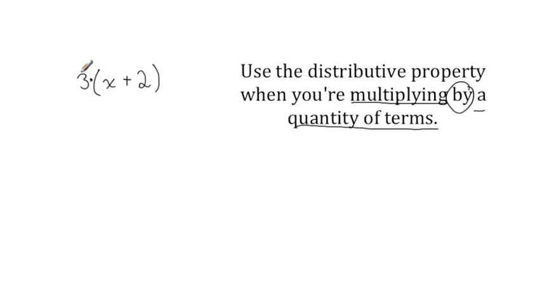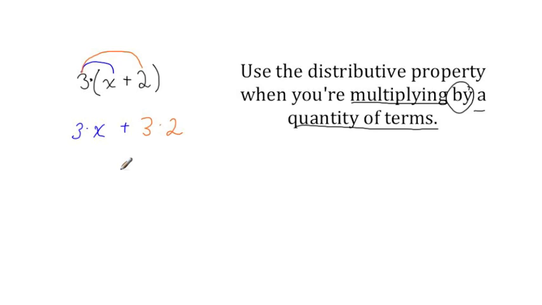So we begin by multiplying this expression, 3, by the first term, x. So we get 3 times x. Now this plus sign should come straight down, and then we multiply this quantity, or this expression, 3, by the next term inside the grouping symbols. So that's going to be 3 times 2. The distributive property allows you to get around the step that requires you to do what's inside the grouping symbols if you're multiplying by a quantity of terms.